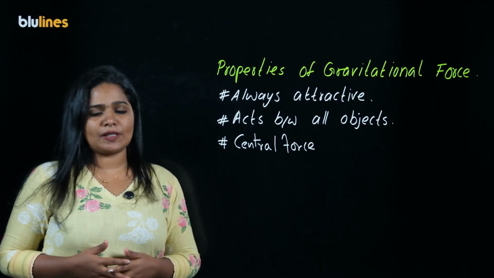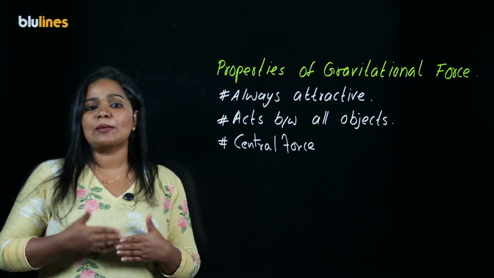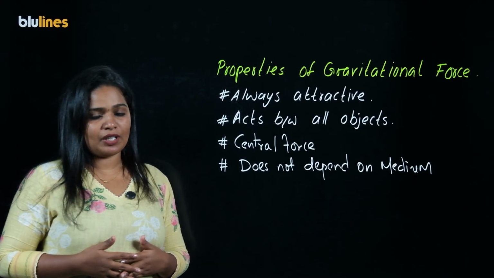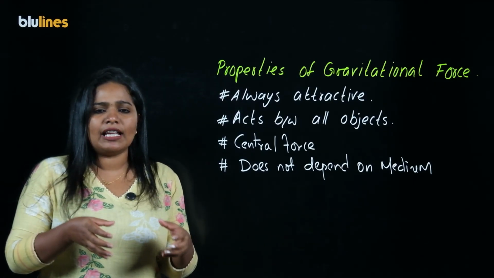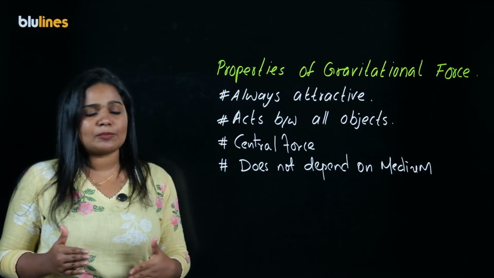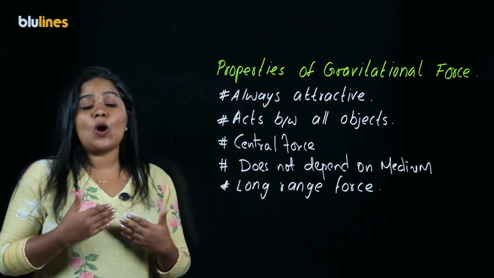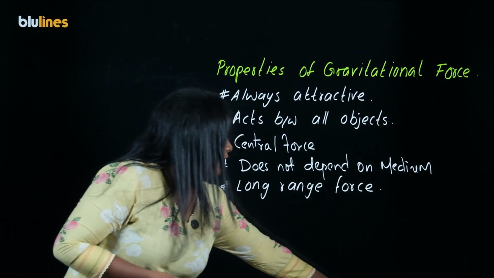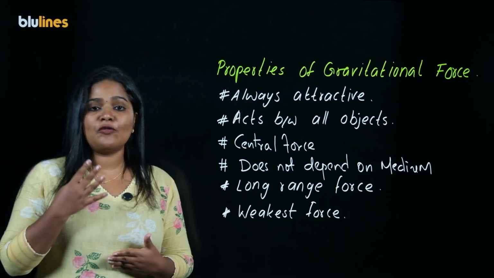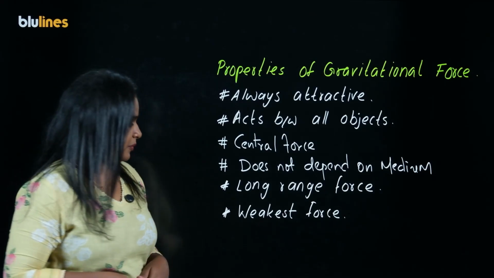It is a central force because the force is acting along the line joining the centers of these masses. It does not depend on the medium. If I place the same example inside water, what will happen to the magnitude of the force? The magnitude will not change because it does not depend on medium. And it is a long range force. And it is the weakest force in nature. We know there are 4 fundamental forces and gravitational force is the weakest of all.